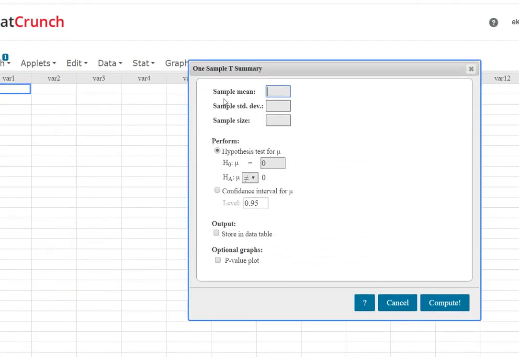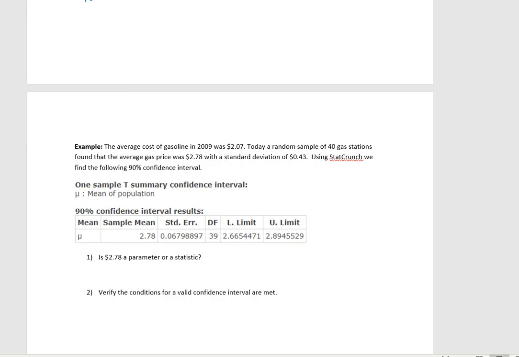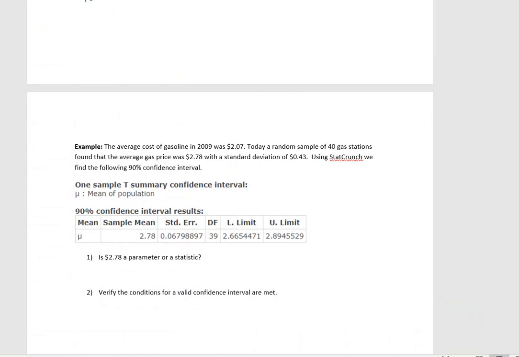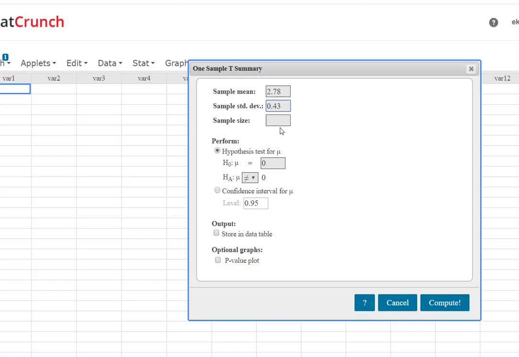Now, if we look back at this example, we're going to have a sample mean of 2.78. We're going to have a standard deviation of 0.43. And we looked at, how many gas stations did we look at? We looked at 40 gas stations.